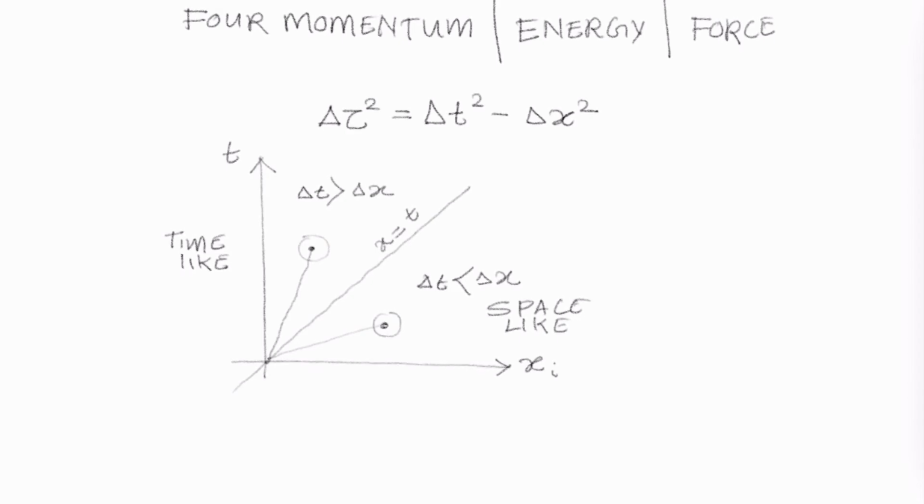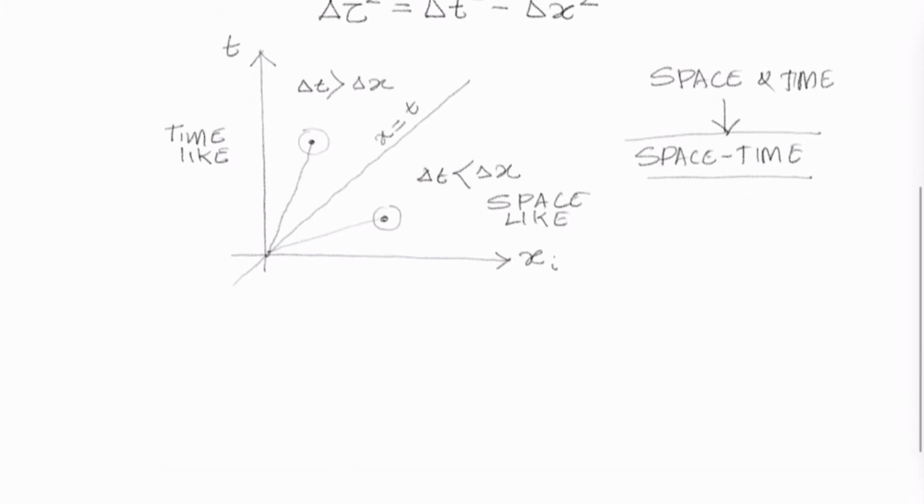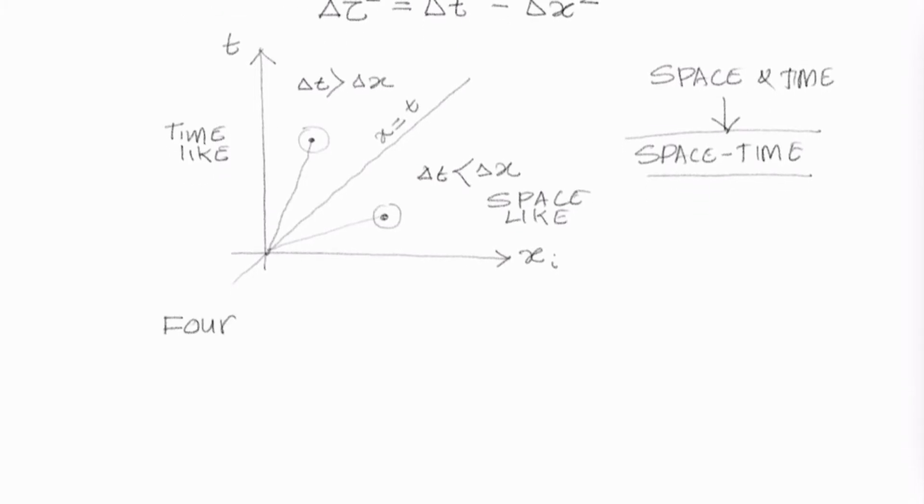This is how space and time are intimately linked. This is how symmetrical the connection of space and time is. Geometrically, there is no space and time. There is a single four-dimensional structure called space-time. In this video, let's look at how symmetrical momentum, energy and force are within this four-dimensional structure. First, velocity.